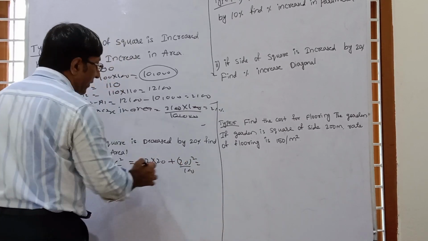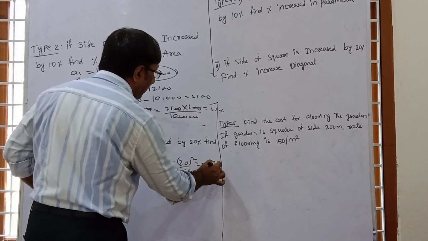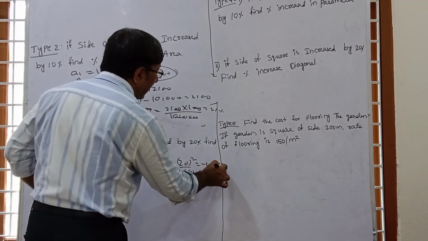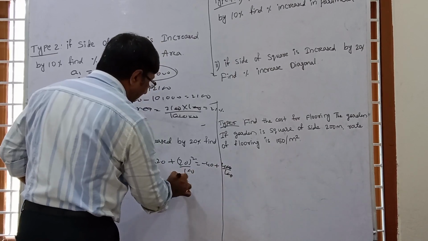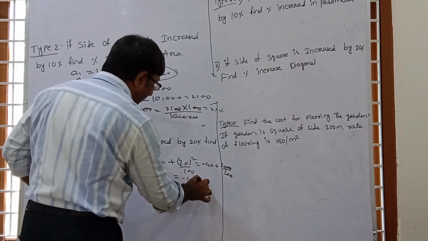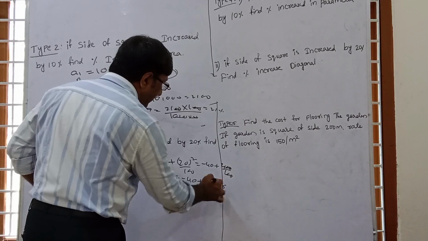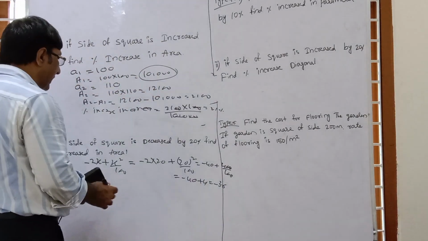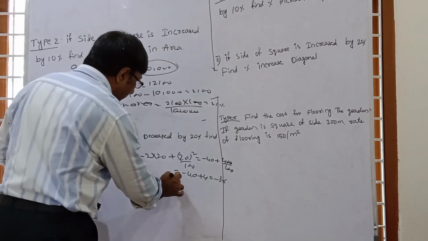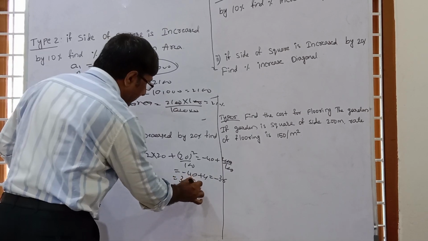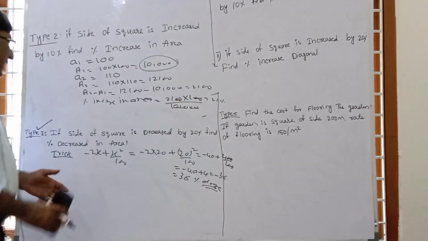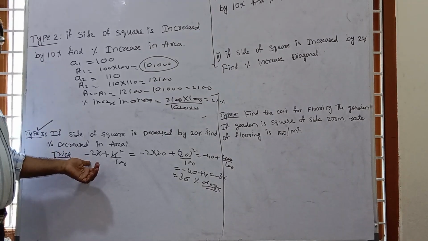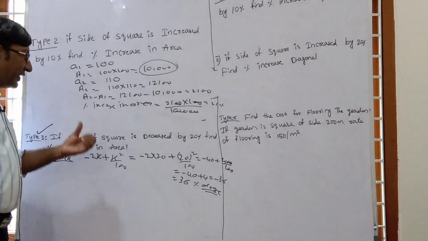So this will give minus 40 plus 20 square is 400 by 100, which cancels, so you will get minus 40 plus 4, that is minus 36. The minus shows the decrease. So your answer is simply 36% decrease. So this is the technique for this type of question when the percentage is given as a decrease.